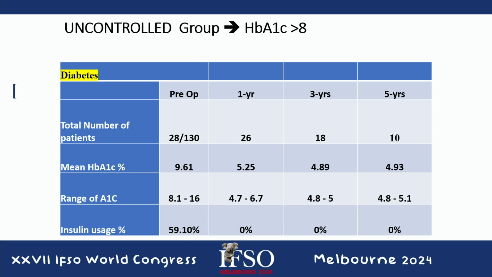In the uncontrolled group, where HbA1c with diabetes was more than 8, you can see that the mean HbA1c in that group was 9.6, and it ranged from 8 to 16. Insulin usage was in nearly 60% of the patients. And at 3 and 5 years, you can see a very good resolution of diabetes and no usage of insulin at all.